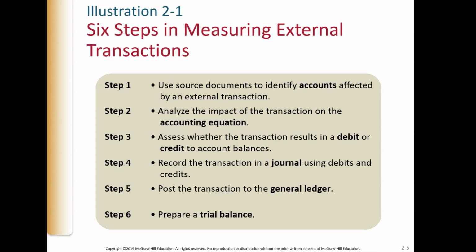First, we use source documents to identify accounts affected by this external transaction. Source documents are things like invoices, sales receipts, those types of things. And then we analyze what happens to the accounting equation when we have a transaction. We assess whether that transaction results in a debit or a credit. We record that transaction in the journal using debits and credits. We post it to the general ledger, and then we prepare a trial balance. So the process really boils down to analyze, journalize, post, and then prepare a trial balance. So we're going to focus on this stuff.